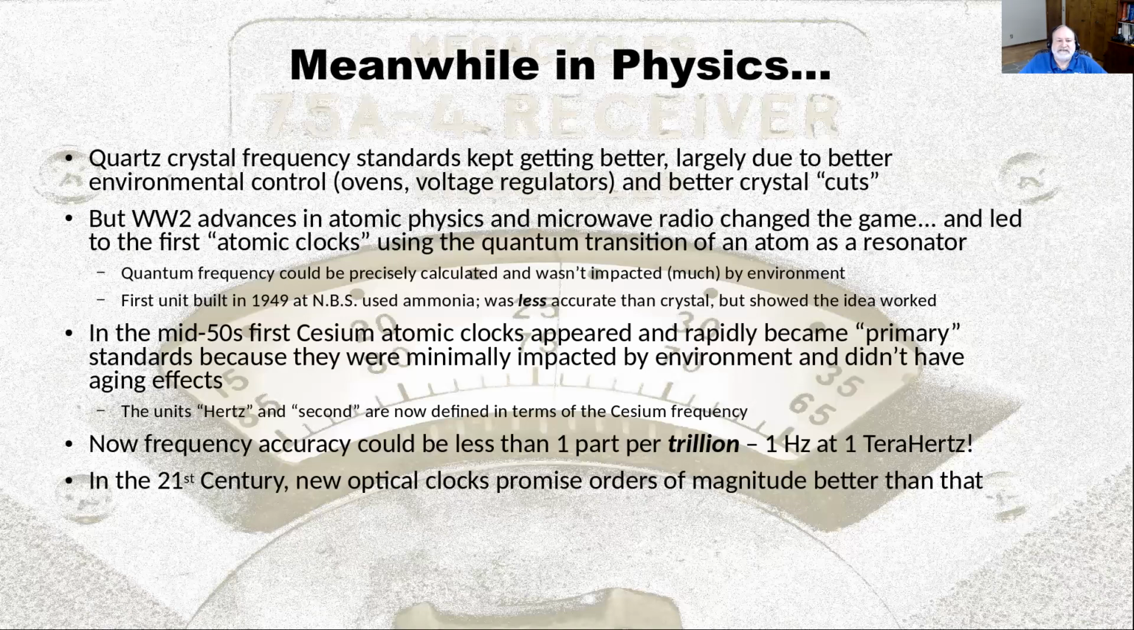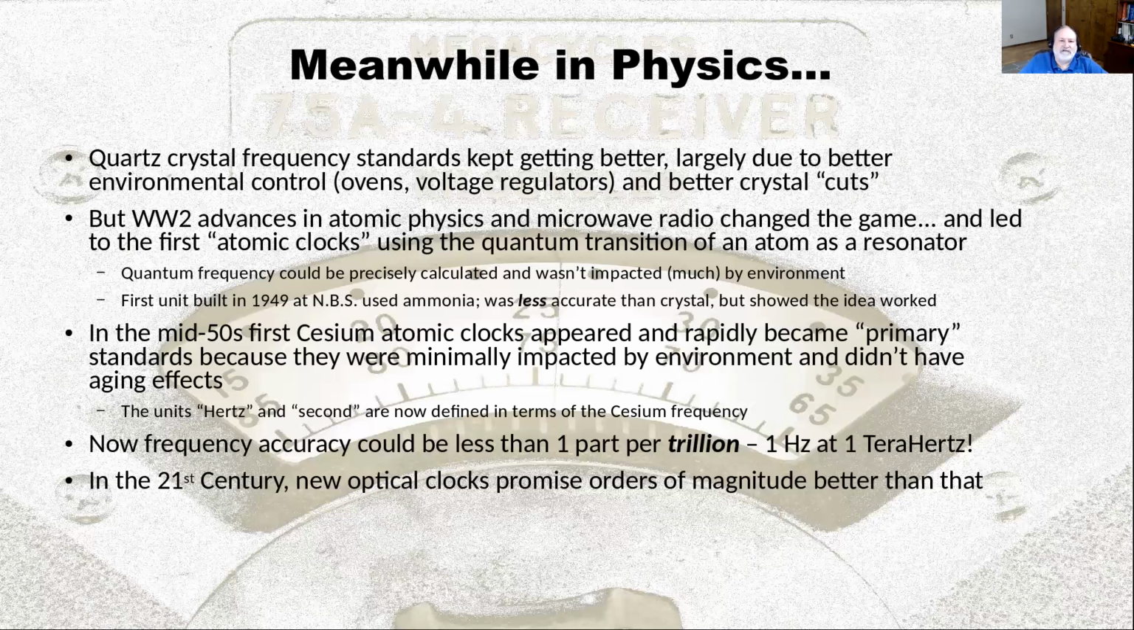And the cesium transition actually became the way that the unit of frequency, the hertz, and the unit of time, the second, are defined. A cesium atomic clock is by definition on frequency. It may have noise that limits how precisely you can measure its frequency, but the frequency it's oscillating at is by definition correct. And that frequency could now be accurate to less than 1 part per trillion. So that's a hertz at a terahertz, which is fairly good.